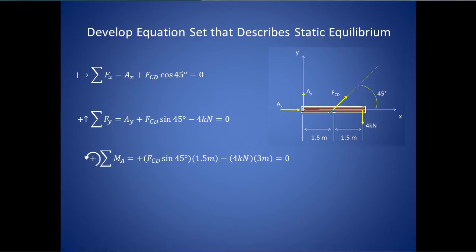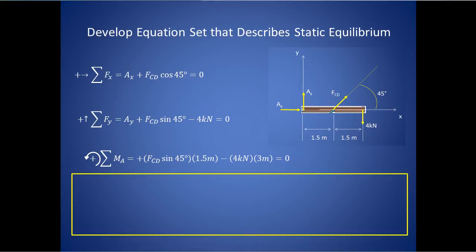At this point, we can note that we have a set of three simultaneous equations that contain three unknown variables. Thus, the problem is well defined, and a set of equations can be solved to yield numerical values for the unknown reactions. The solution to these set of equations is quite straightforward. The equation for the sum of the moments about point A can be solved directly for FCD, which is shown to have a value of 11.3 kilonewtons.